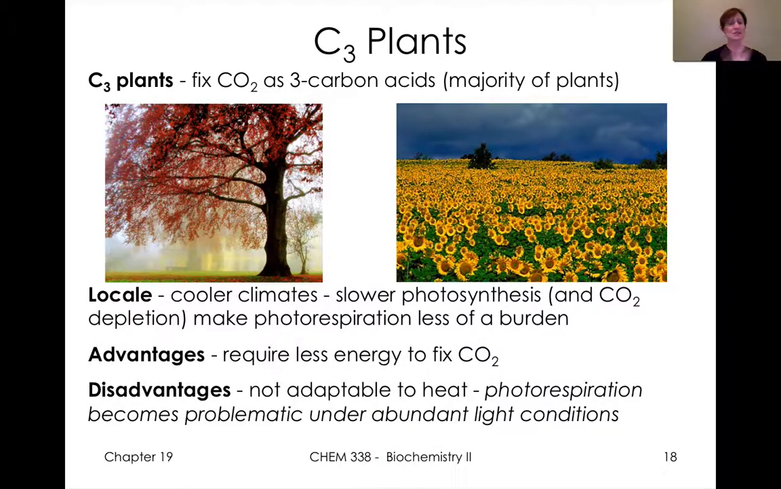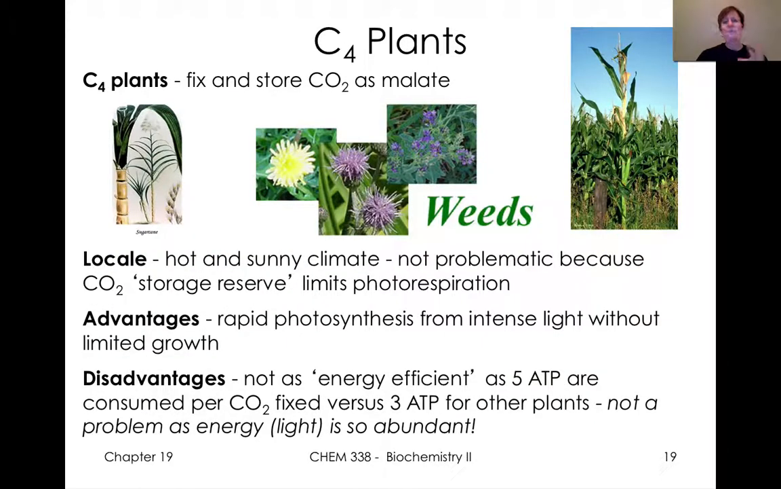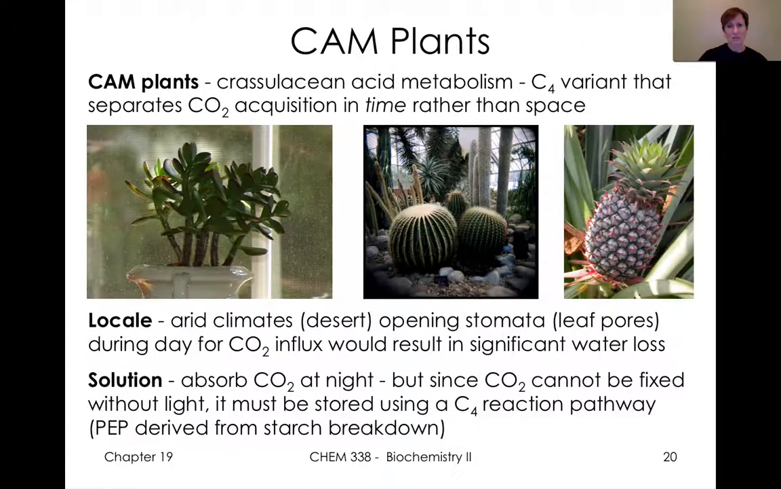So again, C3 plants, what we've spent most of our time talking about, fix carbon dioxide as 3 carbon acids. The majority of plants do that. These C4 plants live where it's very hot, very sunny climate. They readily deplete CO2, so they find a way to store CO2 at night so that they have it readily available during the day. The last thing to mention is these CAM plants, like succulents, and sometimes cactus is another kind of CAM plant.